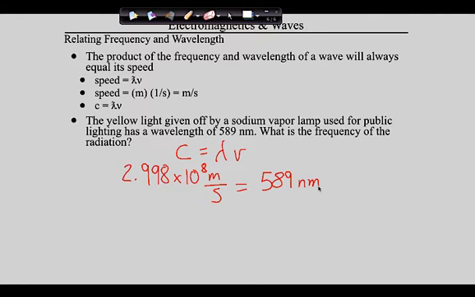So, guys, here's what we're going to do. We're going to go 589 times 10 to the negative 9th meters. Now, guys, here's the thing. Some of you, this makes you twitchy, because you're going, wait a second, that's not in proper scientific notation. The decimal place should be here. Guys, please don't do that.